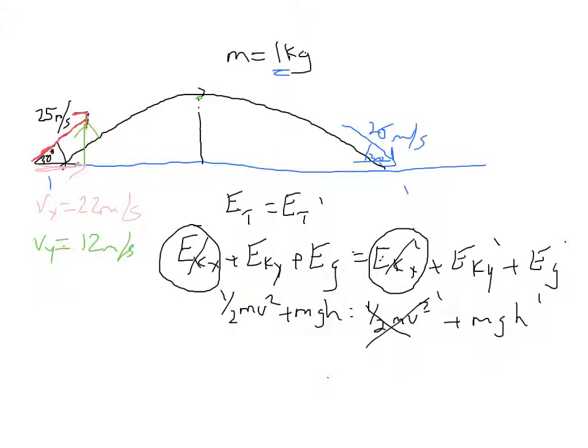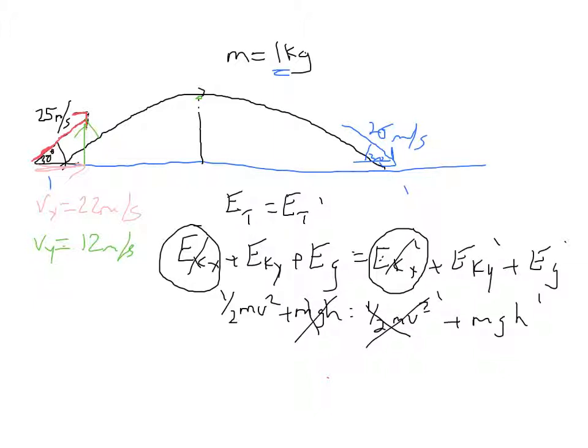And my height at the initial position is 0. I'm starting from the ground, or a frame of reference that I've chosen to be 0. So this becomes 0 also. And I'm left with 1/2 mv squared is equal to mgh at the maximum height.